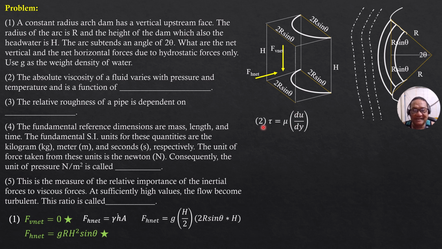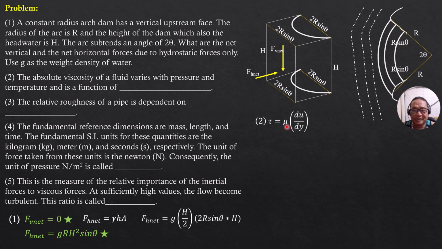So next, this is Newton's law of viscosity. Shear stress is viscosity times du/dy, which is called strain rate or angular deformation rate. Therefore, this viscosity here may also be called absolute viscosity, like in this statement: viscosity, absolute viscosity, coefficient of viscosity, dynamic viscosity.